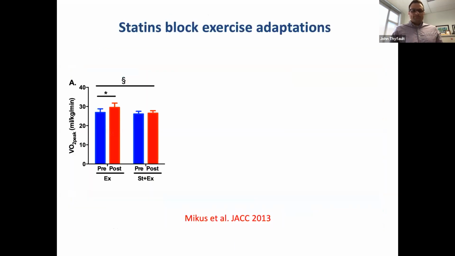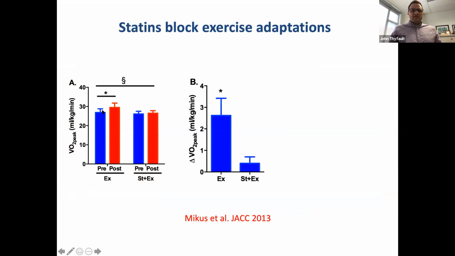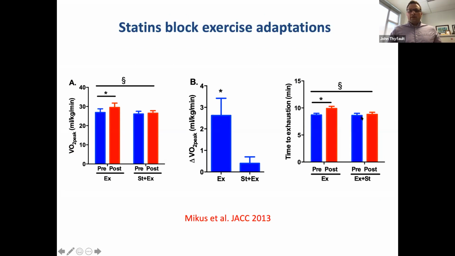And the primary findings, and we saw this early on, were that VO2 peak, or the improvement in aerobic capacity induced by exercise, was blocked if individuals were taking statins. So this is the absolute data. Here is the delta response to the 12-week exercise intervention. I want to highlight that this was a 12-week exercise intervention at our exercise fitness center, all monitored by undergraduates and graduate students. And here's the time to exhaustion. Both VO2 peak and time to exhaustion were reduced if they were on statins.